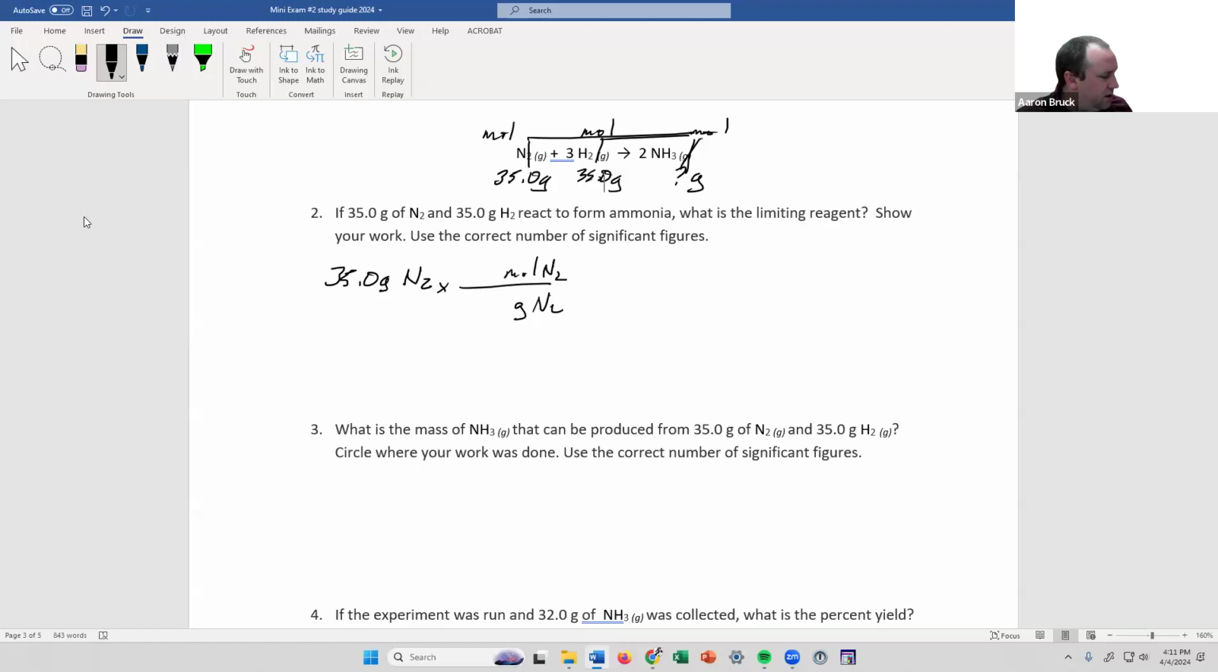I need a periodic table. Got mine right here. Molar mass of nitrogen is 14.01. So two of them would be 28.02 grams in a mole. My grams of nitrogen cancel. Now I'm at moles of nitrogen.